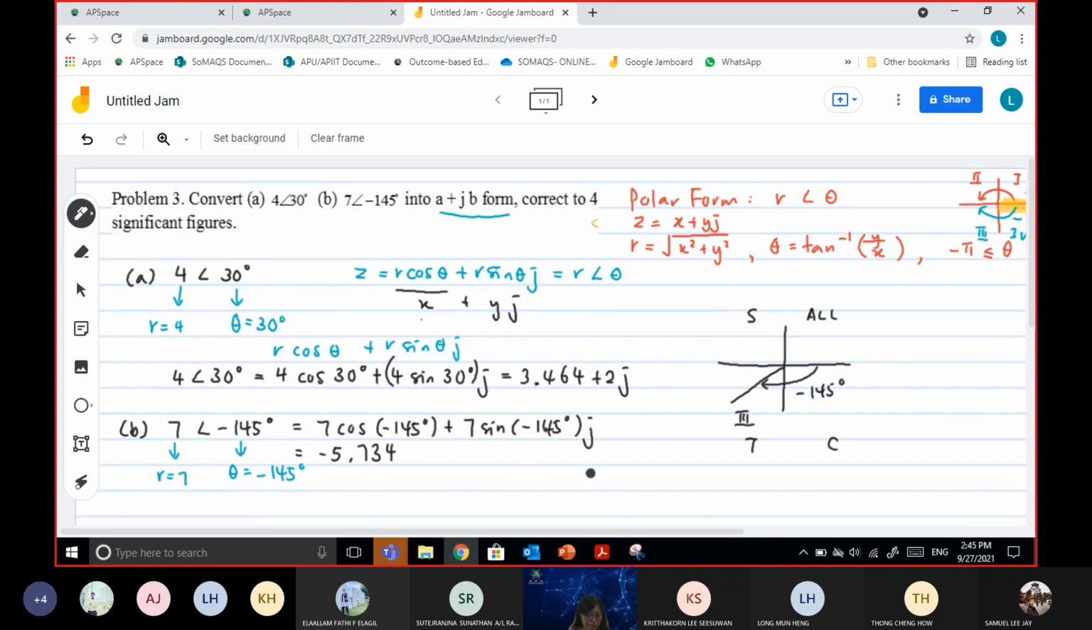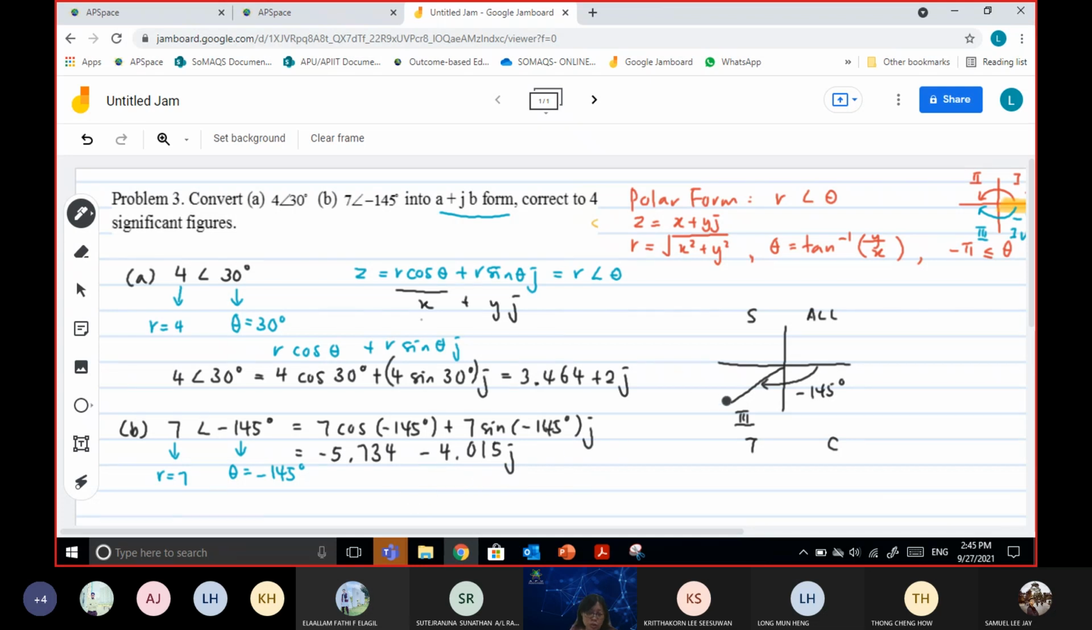Okay, then sine negative 145 times 7. So minus 4.015 J. For significant figures, right? Okay, negative 4.015 J. Okay, so can you see?